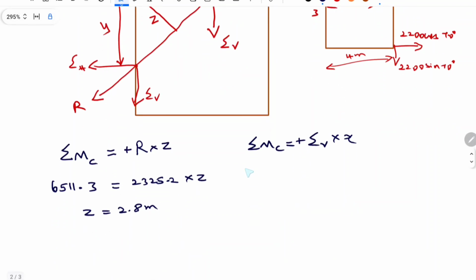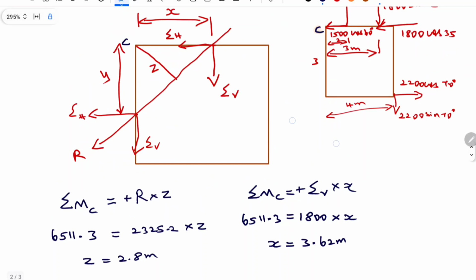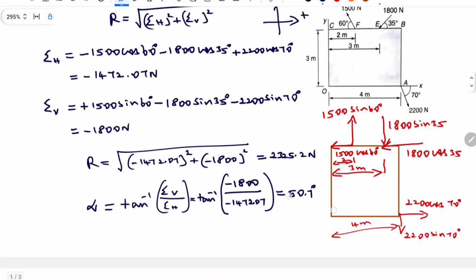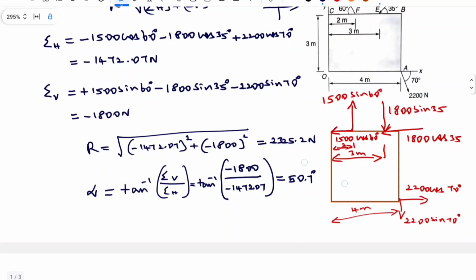So the moment magnitude is 6511.3. That is equal to the summation of vertical forces, 1800, into X. Okay, so this X is equal to 3.62 meter. Now you may have a doubt that the magnitude of the sigma V is negative, but we have considered it in the positive.